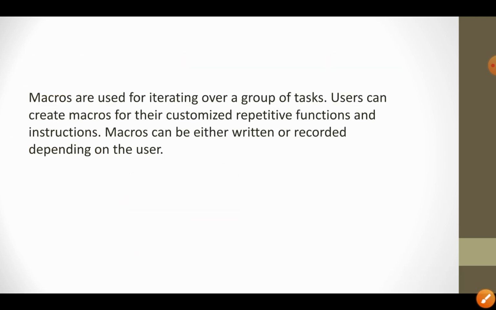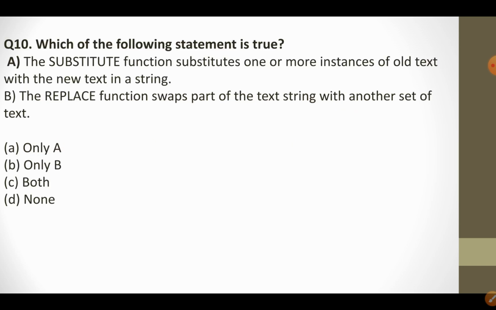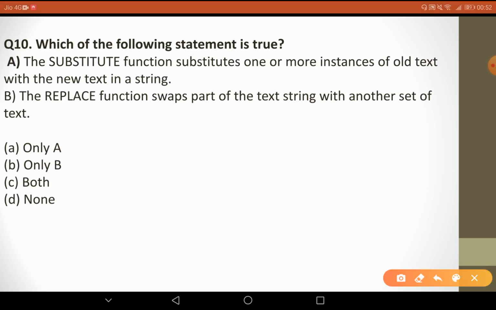So you can also see here that macros are used for iterating over a group of tasks. Users can create macros for their customized repetitive functions and instructions. Macros can be either written or recorded depending on the user. So our last question of today, which of the following statements is true?